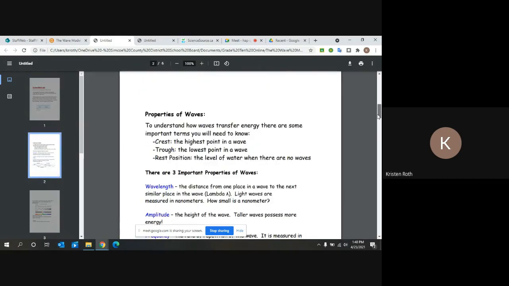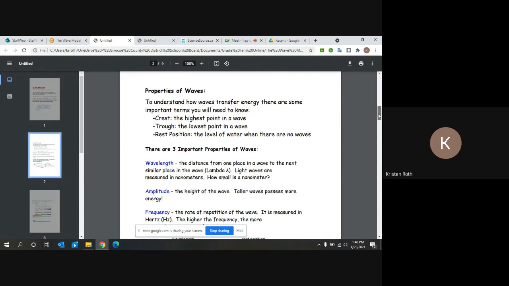Okay, so there are properties of waves. And I did go into all of this the last one, and I didn't mean to go too much into it, but it's fine. Now you actually maybe remember the words. So to understand how waves transfer energy, there are some important terms you'll need to know.